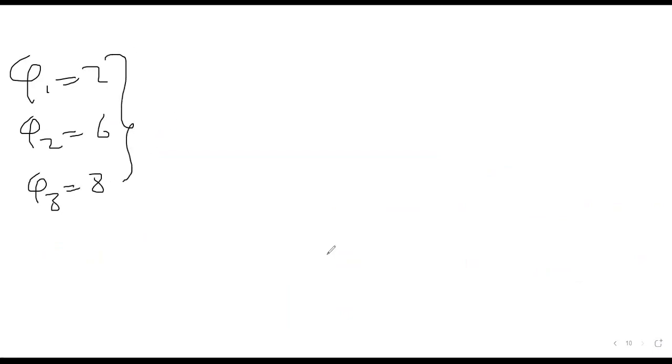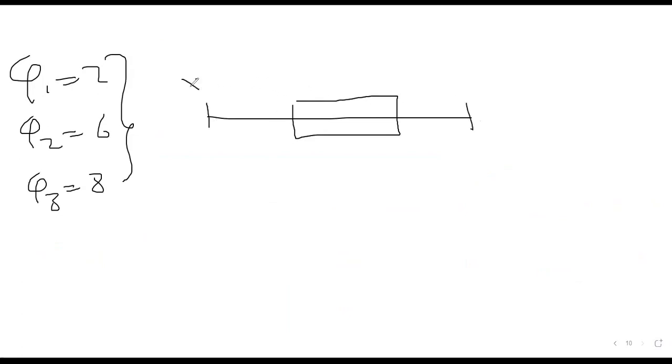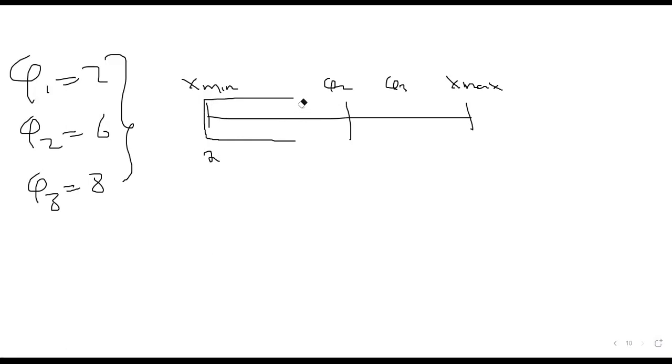So in this case, we calculate the box-and-whisker plot: the minimum value of x and the maximum value of x, then we have Q1, Q2, and Q3. Coincidentally, the minimum value of x is actually our Q1, so it is a 2. Q2 was 6, and our Q3 was 8. Okay.